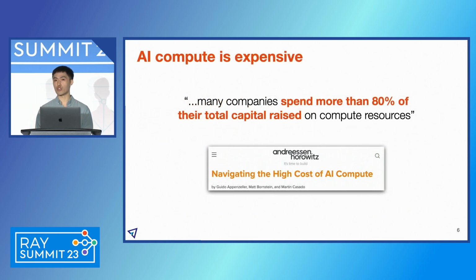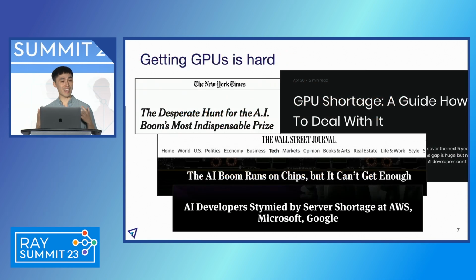Now, a second big challenge, of course, is cost. AI compute on the cloud is very, very expensive. There's actually quite a few reports talking about a large percentage of capital raised by AI companies being spent on compute. And this problem of cost is only going to exacerbate because of today's GPU shortage, right? And that leads us to the third challenge, which is getting GPUs on the cloud. In fact, it has become so bad, so severe. Popular media outside of Silicon Valley have reported on this problem.